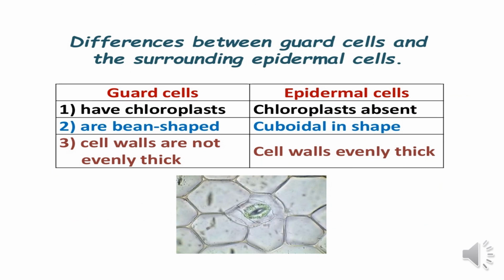So what is the difference between the guard cells and the epidermis cells? Here is the difference. Guard cells have chloroplasts, while the epidermis cells do not have chloroplasts. Guard cells are bean shaped or kidney shaped, while the epidermis cells are cuboidal shaped. Guard cells are not evenly thick, while the epidermis cells have even thickening in them.